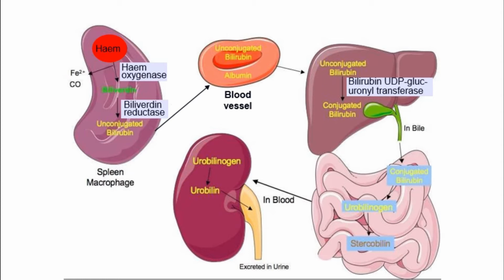In the intestine, we have intestinal bacteria. They will convert the conjugated bilirubin into urobilinogen and stercobilin. Some of the urobilinogen will be reabsorbed and sent back to the liver via the portal system, and some will escape into the blood. Those which escape into the blood will ultimately be taken up by the kidneys and excreted in urine. Okay, now this is all our bilirubin metabolism. Now let's see some clinical aspects of bilirubin metabolism.